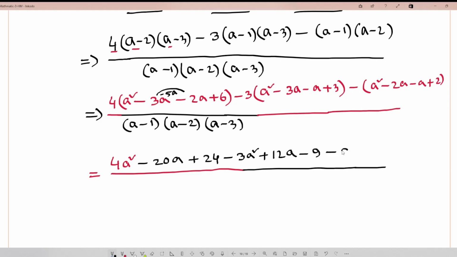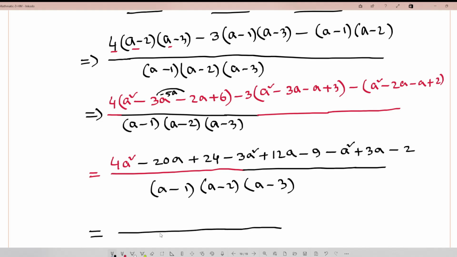Here is also minus a square, minus 2a and minus a, minus 3a, minus 2. Okay. Here is minus 2a and minus a, it means 3a, but minus and minus it will become plus. Here is a minus 1, a minus 2, a minus 3.